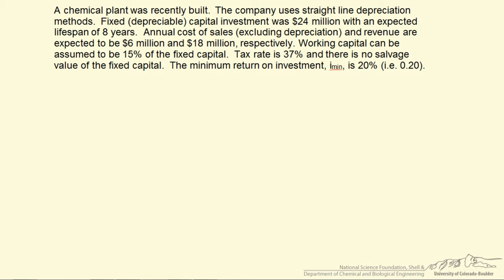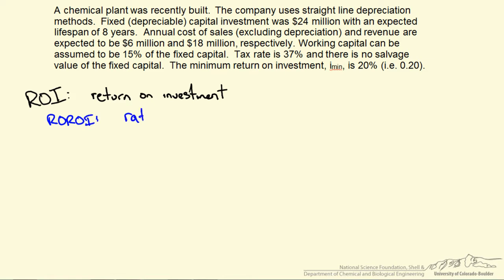So as I mentioned, the first thing we're going to look at is ROI. ROI is the return on investment. It's also called the ROROI, which helps make some sense of this. It's the rate of return on investment, whereas ROI kind of makes it sound like it's a certain dollar amount. The reality of it is it's a percentage. It's the idea that we can calculate how much we make in profits a year based on our original investment.